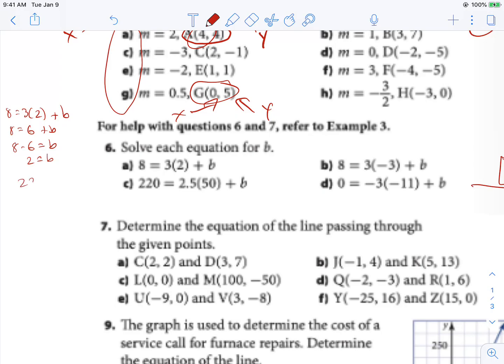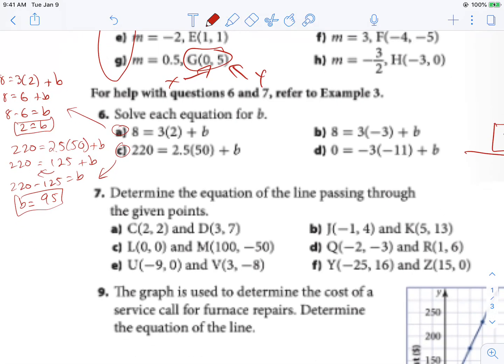The next one, we have 220 equals 2.5 times 50 plus b. And when you do the math on that, you're going to get 125 plus b. So when you bring that over, 220 minus 125 equals b. That gives you a b value of 95. Okay, so we did that. We solved for both of those, our A and our C.